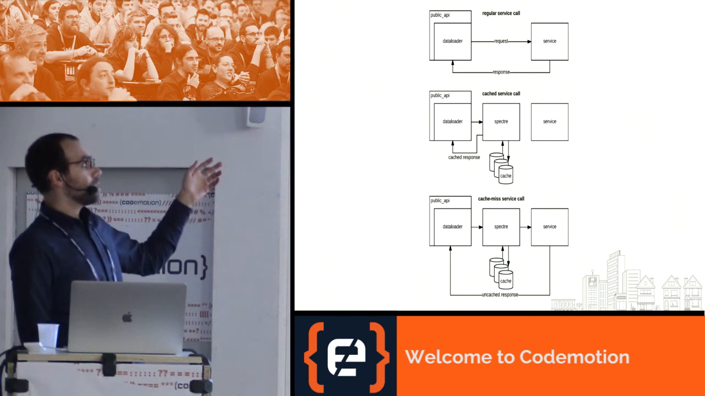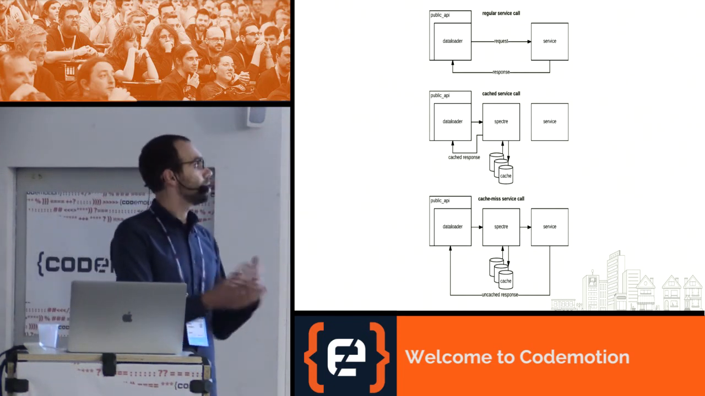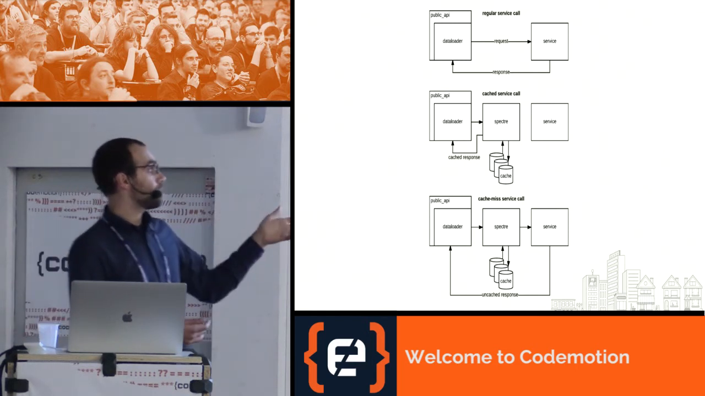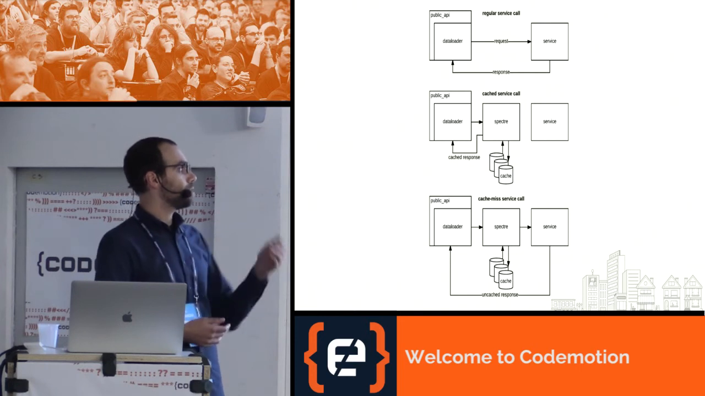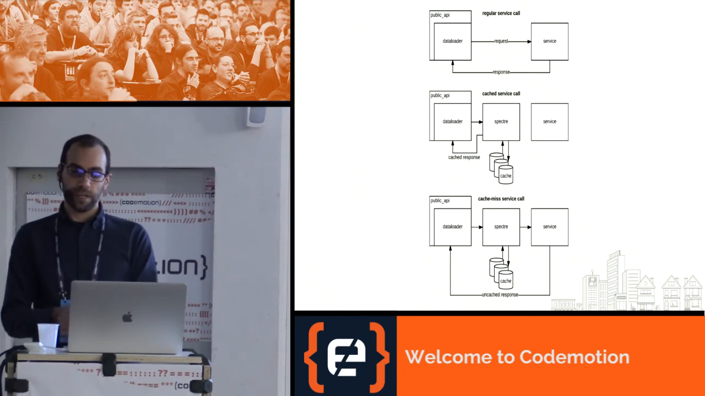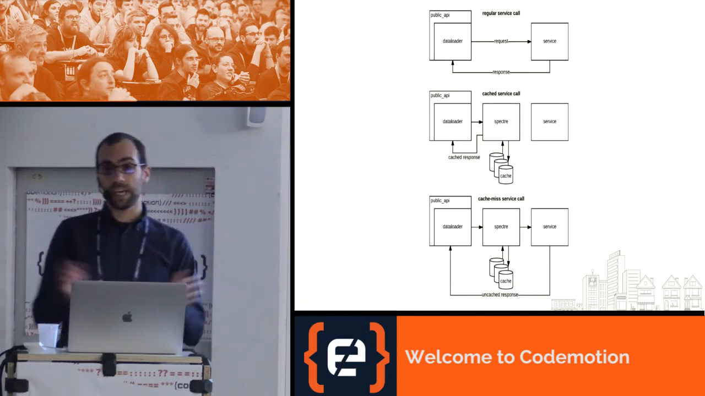So at the top is a regular service call. The public API data loader is going to make a request into the service and get the response back. It's fairly straightforward. The middle is a cached service call. The public API makes a request to the service, Spectre intercepts that request, sees it has a cache for that request, and returns the data. The service never sees that initial public API request at all.